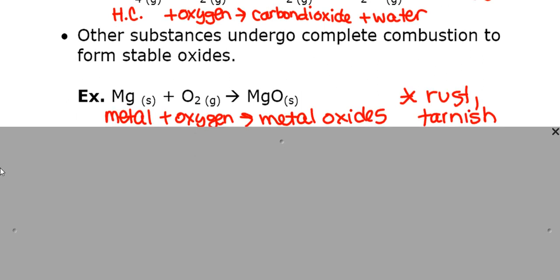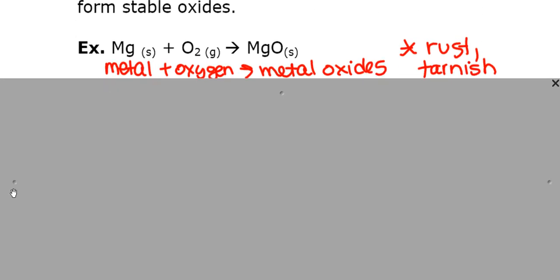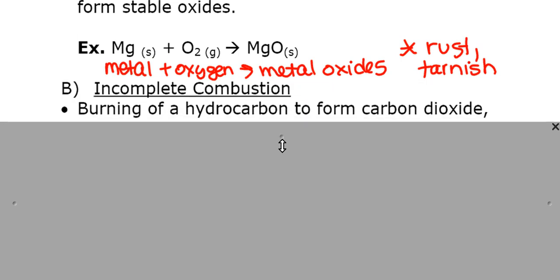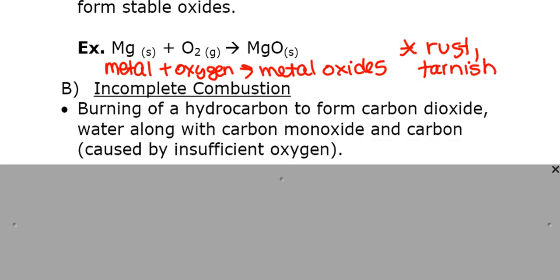Last type of reaction is still with combustion, but this one has a slightly different process and condition. This time we have incomplete combustion. Incomplete is different because of one small factor here. You still have oxygen around, but it's insufficient. So that means you're lacking oxygen. There's not a lot, enough to get the reaction going, but maybe not for it to sustain and burn very well.